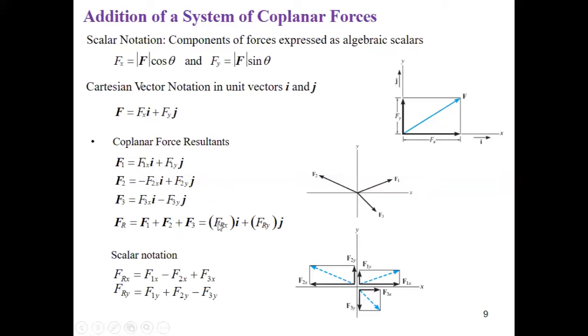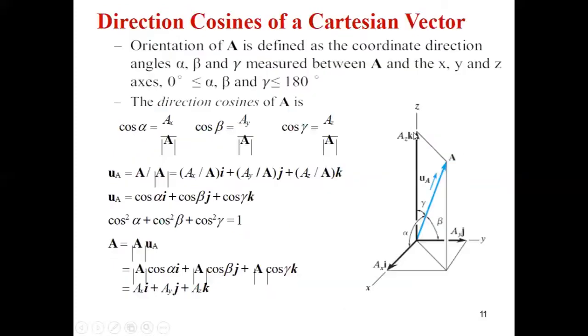Now, what is the value of Frx? If we add these three, first the i component, F1x minus F2x plus F3x. This is the value of Frx. You can see this here. Same for Fry. Similarly, all the j components we add, and this will be the value. This is how we can add or subtract the vectors in Cartesian components. All these are coplanar forces or vectors. Why? Because they are on the same plane, one plane, xy, not three dimensions. Now let us come to three dimensions.